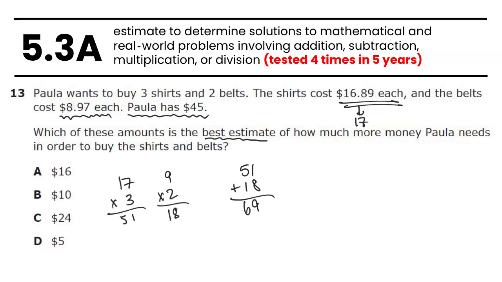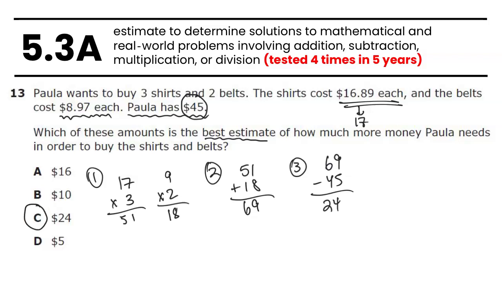Then what we notice is that Paula has $45, and so that means we're going to have to subtract 45 from 69 in order to determine how much more money she is going to need. And so here is step 1, here is step 2 of this problem, and step 3 is going to be that $69 minus the 45 that she already has, which is going to give us $24. Notice that there's only one answer choice that's even remotely close to 24, and so that answer choice will be the correct answer.